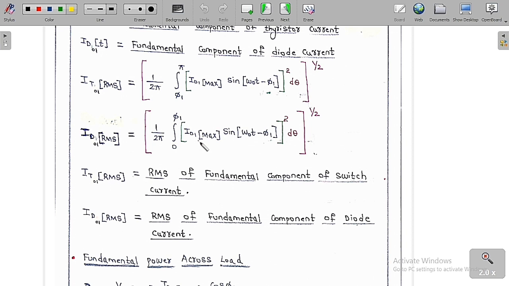So we simply have to take the negative of that. But in that range, even if you take the negative, you get the same result, since the square of it gives the same value. So the square root of 1 by 2 pi integration from 0 to phi 1 of minus I01 max sine of omega naught t minus phi 1, whole square into d theta. By this we get the RMS value of the fundamental component of the diode current. So this indicates the RMS value of the fundamental component of the switch current, and this indicates the RMS value of the fundamental component of the diode current.